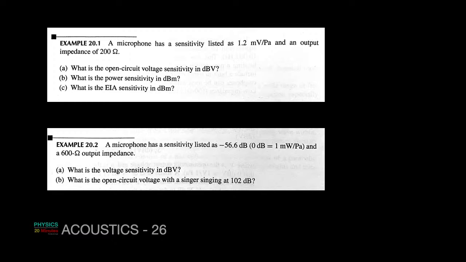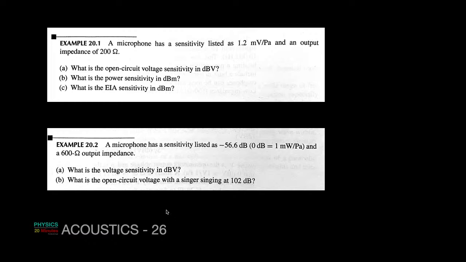A microphone has a sensitivity listed as 1.2 millivolt per Pascal, with an output impedance of 200 ohms. What is the open circuit voltage sensitivity in dBV? What is the power sensitivity in dBm? What is the EIA sensitivity in dBm? Another problem: a microphone has a sensitivity listed as minus 56.6 dB and a 600 ohm output impedance. What is the voltage sensitivity and what is the open circuit voltage with the singer singing at 102 dB?